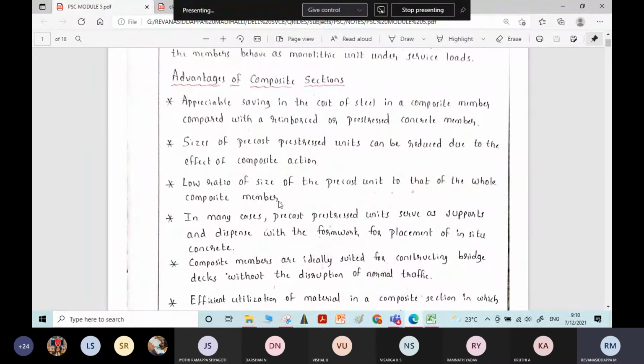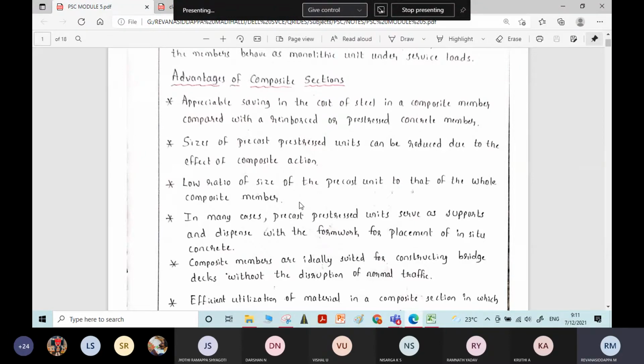And whatever the compressive and tensile stresses acting on the section, if you place normal strength concrete as the cast in situ slab, it is more than enough to carry those compressive stresses. To handle the tensile stresses at the bottom fiber, we should have a higher grade of concrete, which will be taken care of by the PSC elements. In this way, we can effectively utilize the materials.